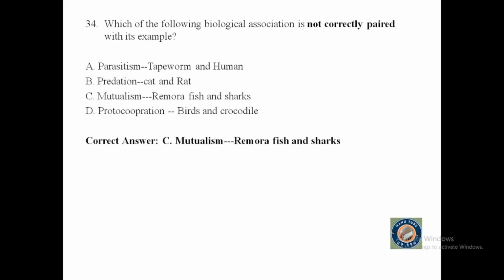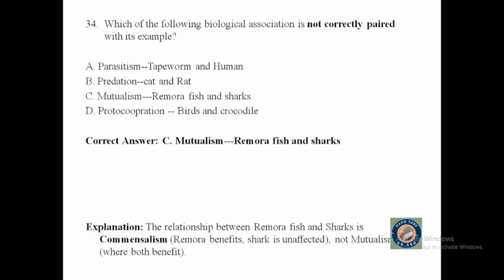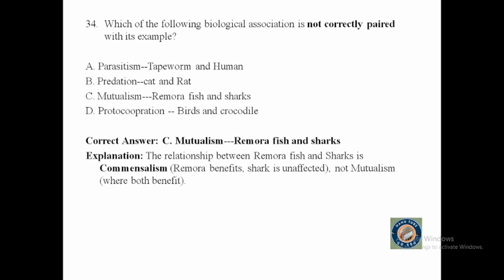The answer is mutualism, remora fish and sharks. The relationship between remora fish and sharks is commensalism. Remora benefits, shark is unaffected, not mutualism, where both benefit.